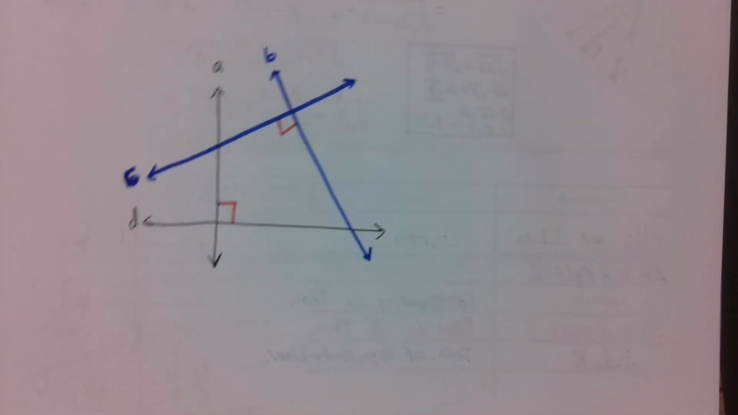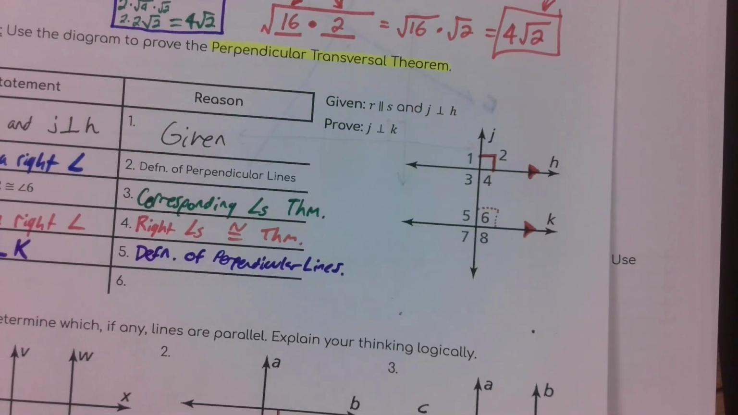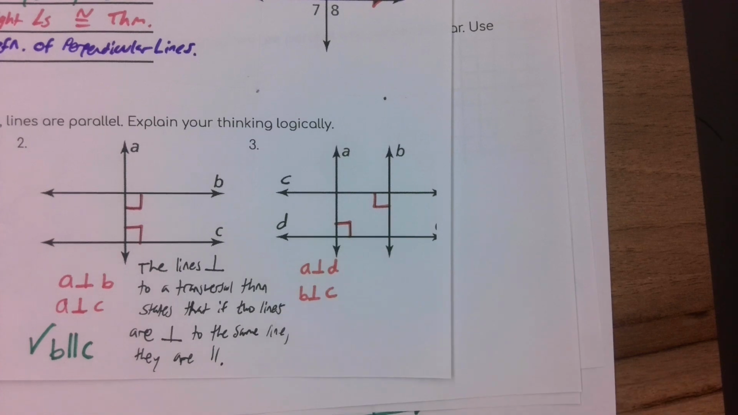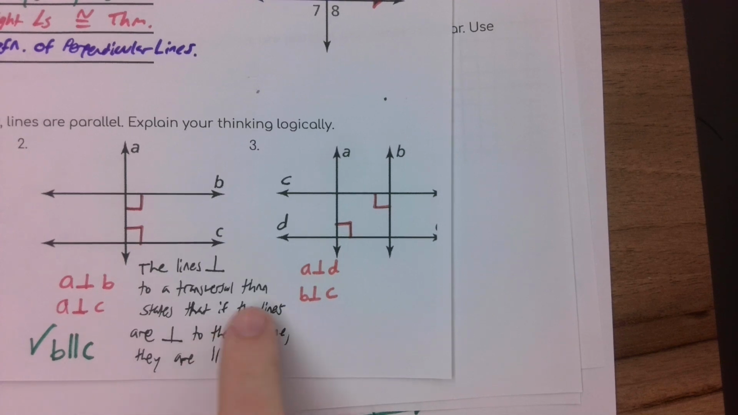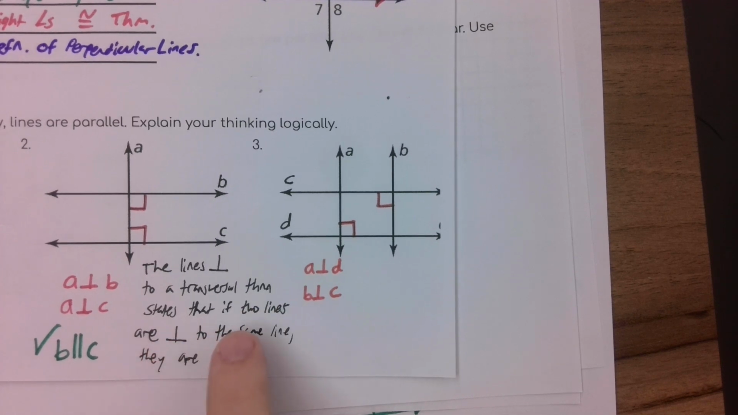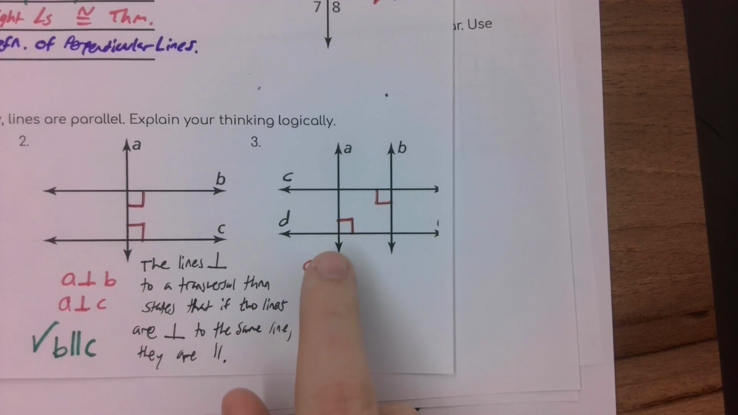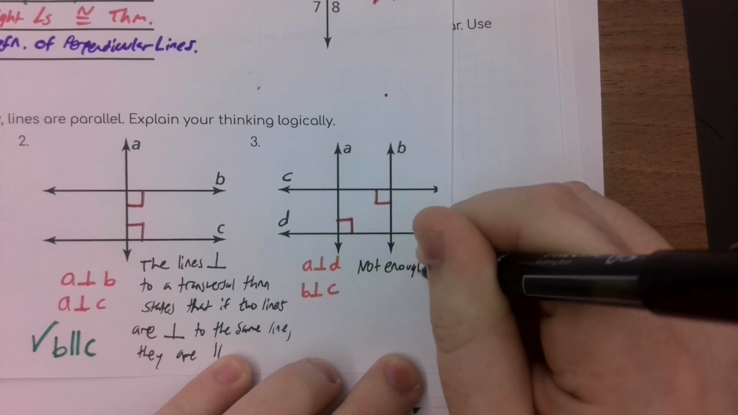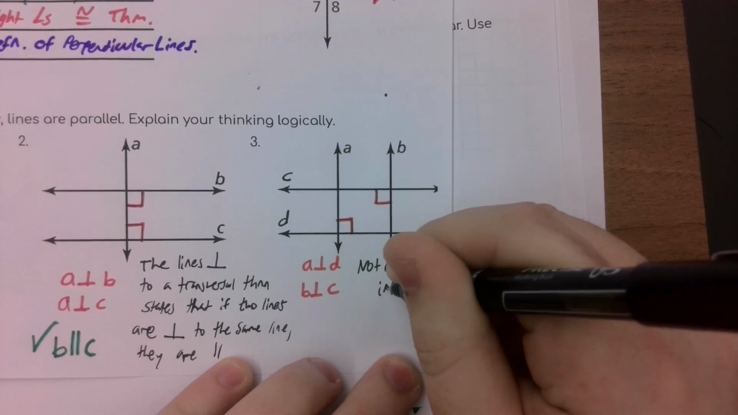That's exactly what's going on in C, or 3. It looks a little bit different, like it looks like they could be parallel, but the lines perpendicular to a transversal theorem only works if two lines are perpendicular to the same line. We've got two lines that are perpendicular to different lines. Therefore, we are forced to say, not enough info.